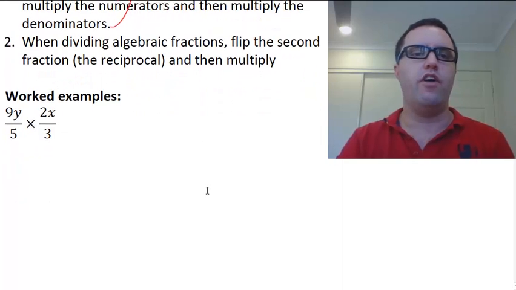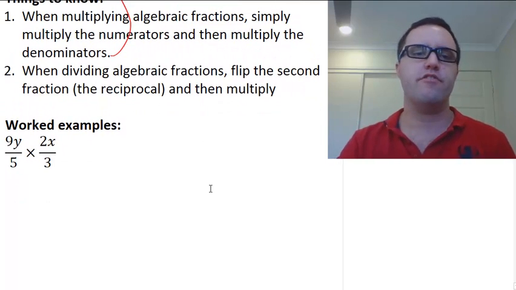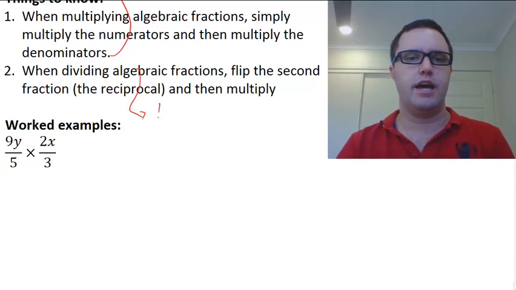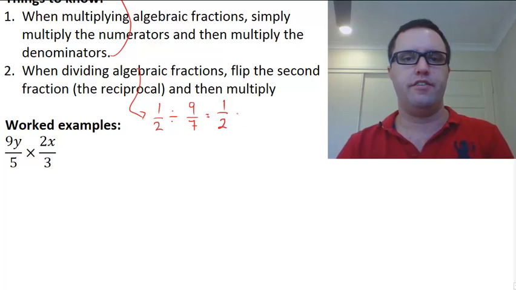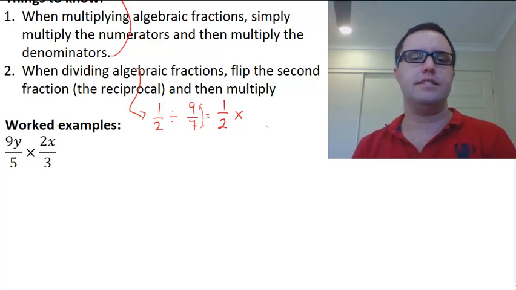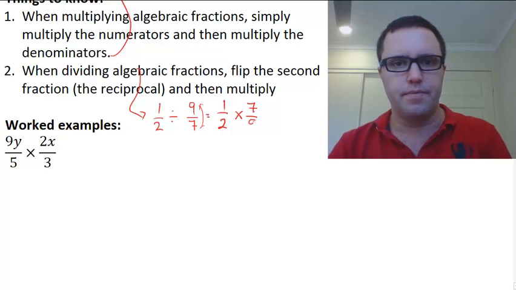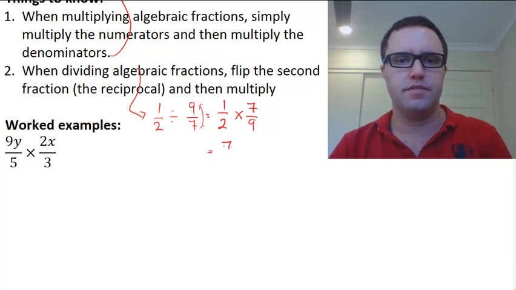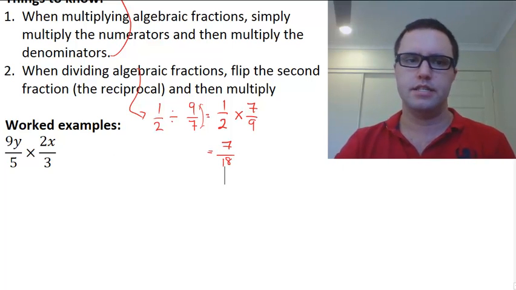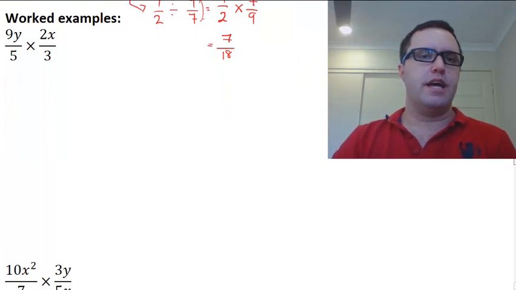Now, when dividing algebraic fractions, remember you flip the second fraction and then multiply. So a quick little example. If we had a half divided by 9 over 7, we would rewrite that as a half times, and we flip this thing over to make it what's called the reciprocal, the opposite. That becomes 7 over 9. And now this is an easy one to do. 1 times 7 is 7, 2 times 9 is 18, and we're done. A couple of worked examples with algebra ones now.